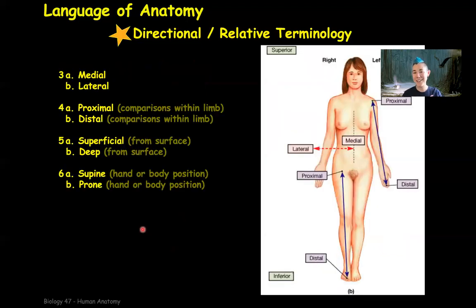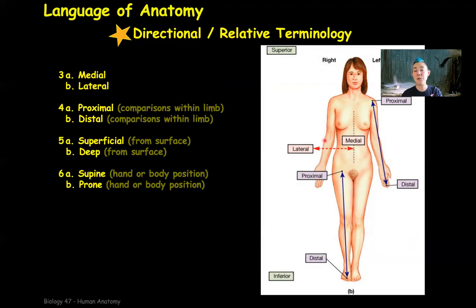Other terms to know would be medial and lateral. So medial means toward the midline, and the midline would be this line right here that divides the body into left and right halves. Something that's farther away from the midline is said to be lateral. So the coxal region, the hip, is lateral to the umbilical region or the belly button.